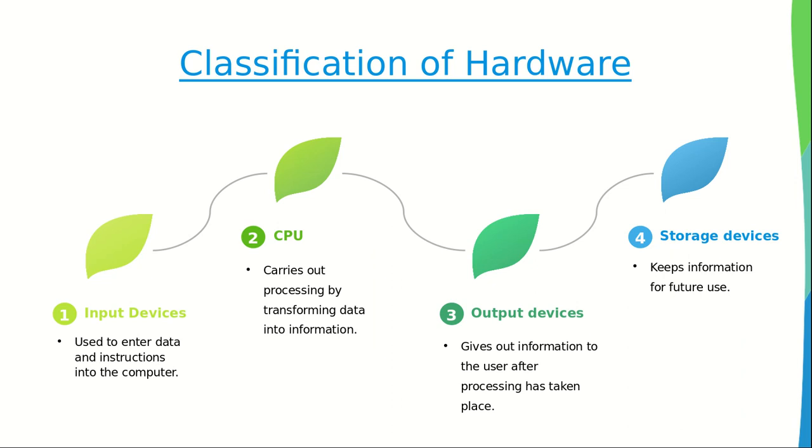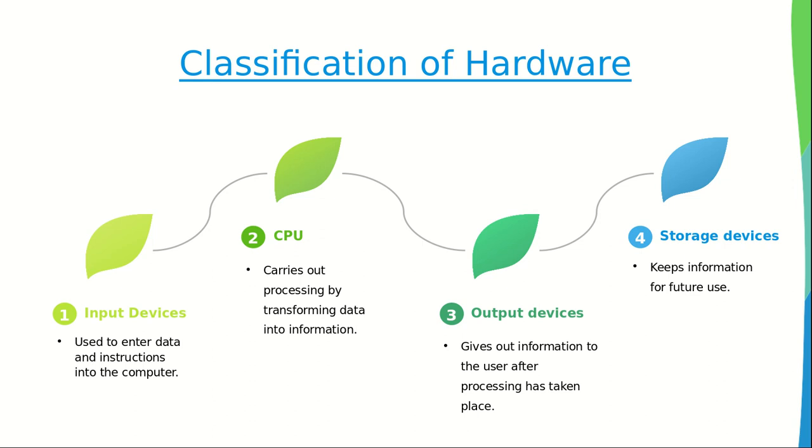So let us look at this hardware in terms of classification. Hardware can be further classified into four major groups. Meaning that any part of the computer system that you can touch and feel can be one of these four components that you are seeing on your screen. Beginning with the first one, input devices. These are devices that are used to enter data and instructions into the computer. So if you want to enter any data or any instructions into the computer, the device that you will be using falls under input devices.